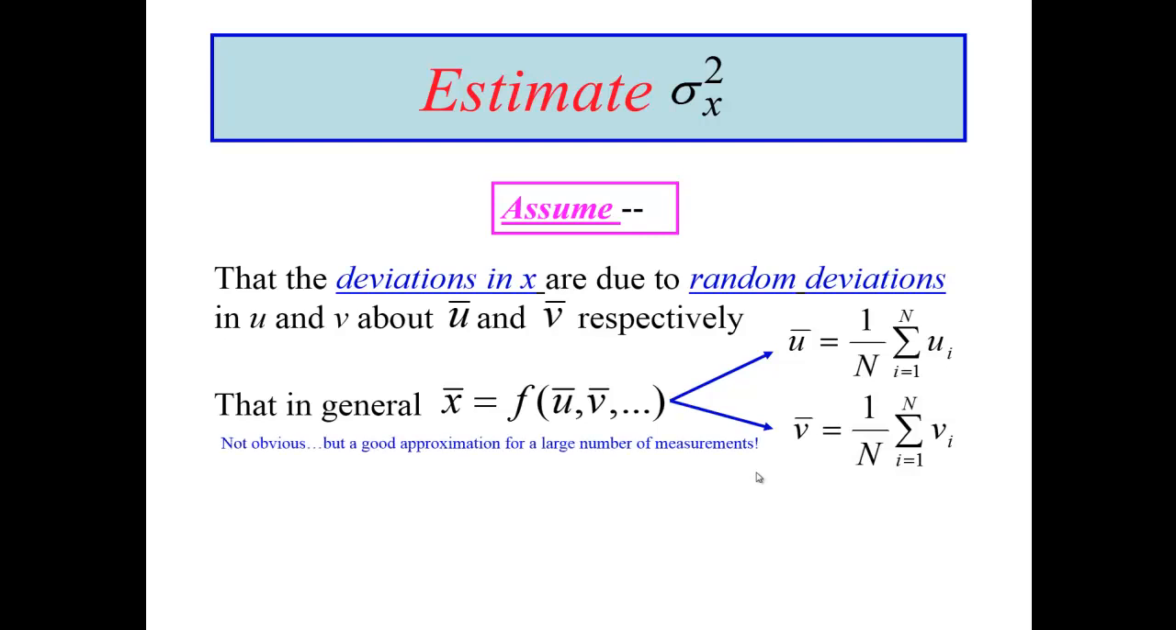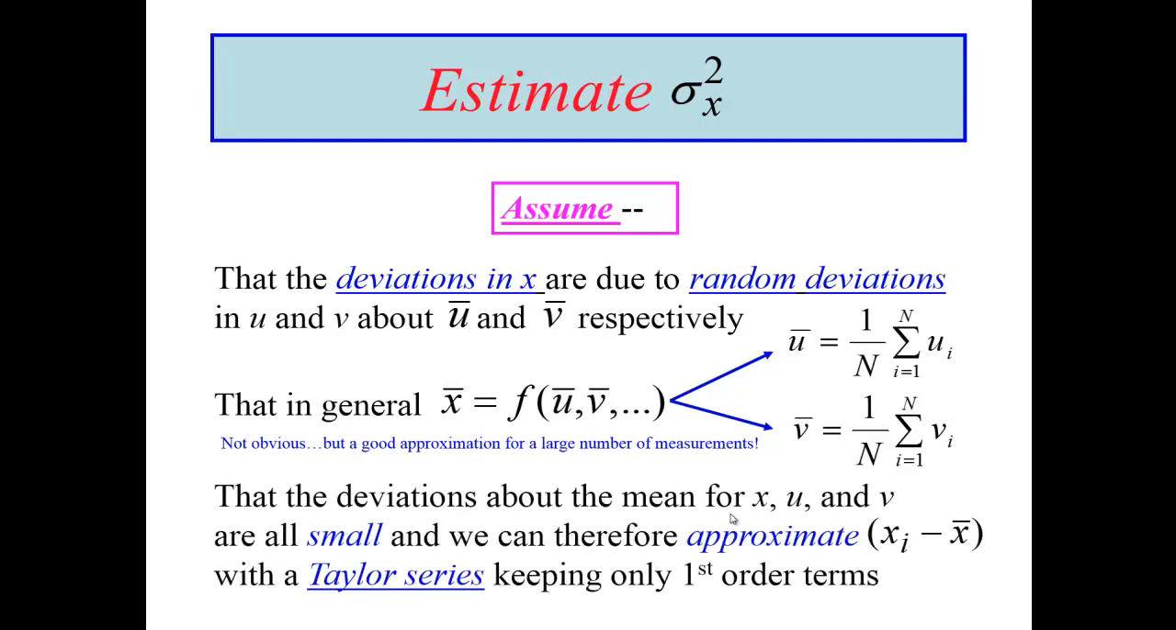That's not necessarily obvious, though it's intuitive that it might be true. It turns out that in the limit of a large number of measurements it actually is true: the mean value of x, of all possible values of x, is given by the expression relating u and v to x, evaluated when u and v are at their mean values.